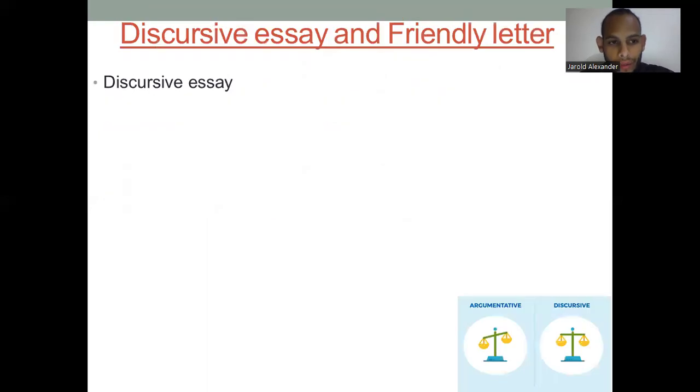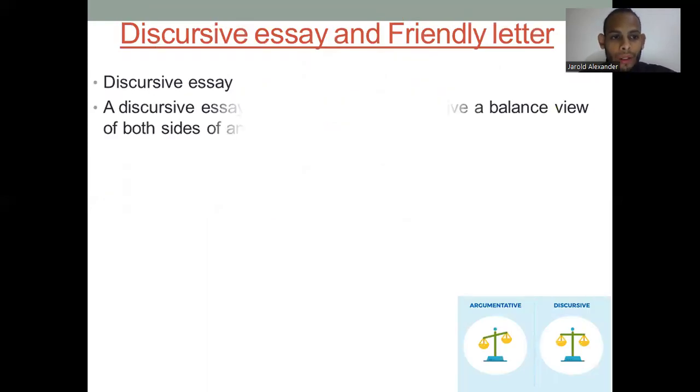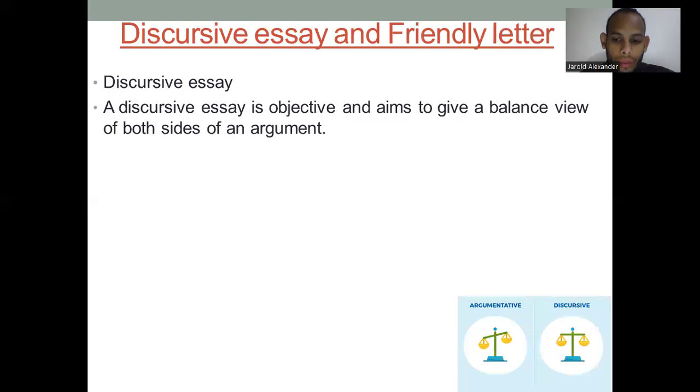So, the discursive essay. A discursive essay is objective and aims to give a balanced view of both sides of an argument. As we can see in the little picture at the bottom, there's a scale. On the left, we see argumentative, where one side is heavier than the other side. But the discursive scale is actually balanced out. So the writer gives an account of both sides of the story.